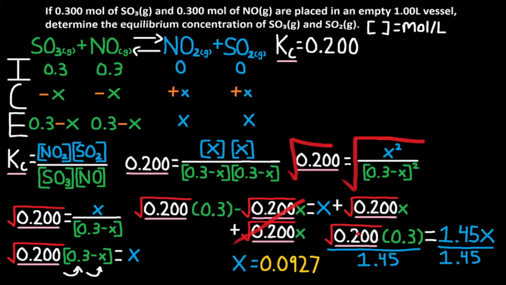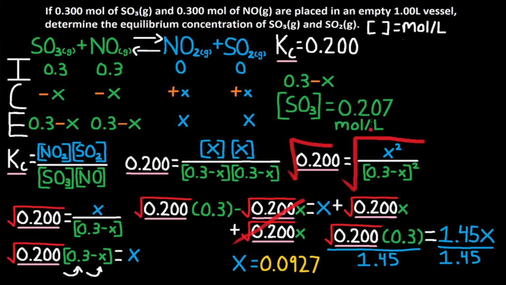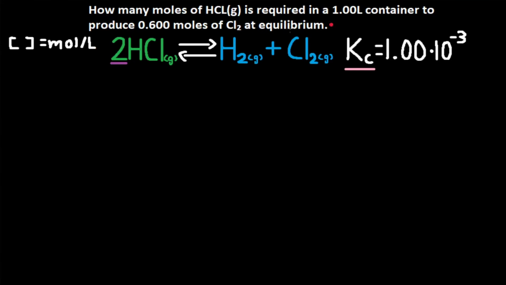Now that we have the x value, we can determine the equilibrium concentration of SO3 gas and SO2 gas. For SO3, we set the equilibrium concentration as 0.3 minus x. So when we do 0.3 minus x, we get 0.207 moles per liter. And for SO2, we set the equilibrium concentration as just x. So SO2 is just equal to the x value of 0.0927 moles per liter. Don't forget the units. Let's tackle this next problem.